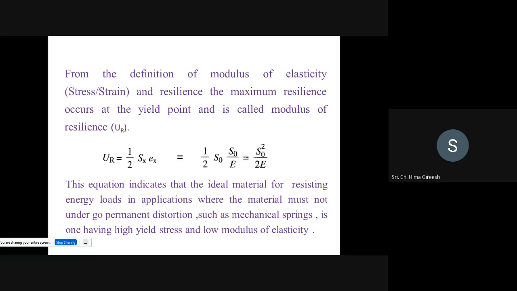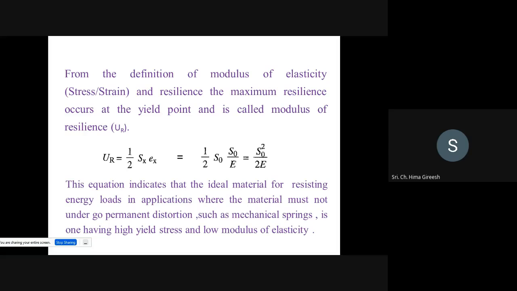From the definition of the modulus of elasticity, which is stress by strain, and resilience, the maximum absorbed energy, the maximum resilience occurs at the yield point. Already we discussed this: the material which has the maximum yield point has the maximum resilience. This resilience is denoted with UR, which is a strain energy, half into stress into strain, at the yield stress. Here the strain is stress by modulus of elasticity.